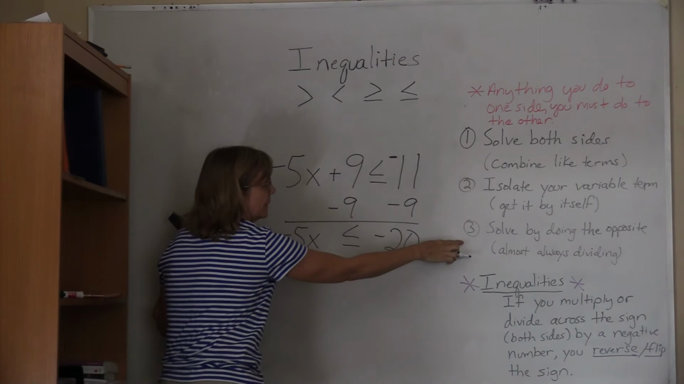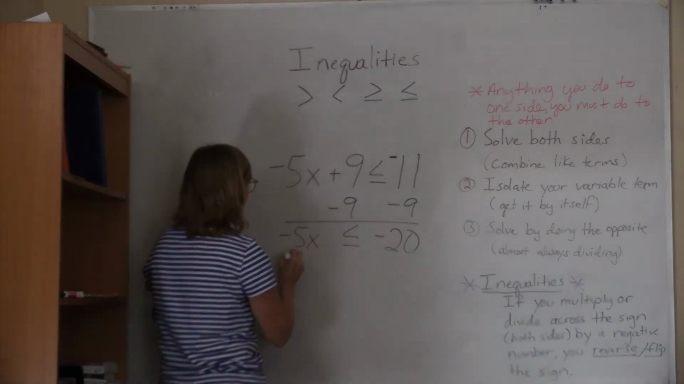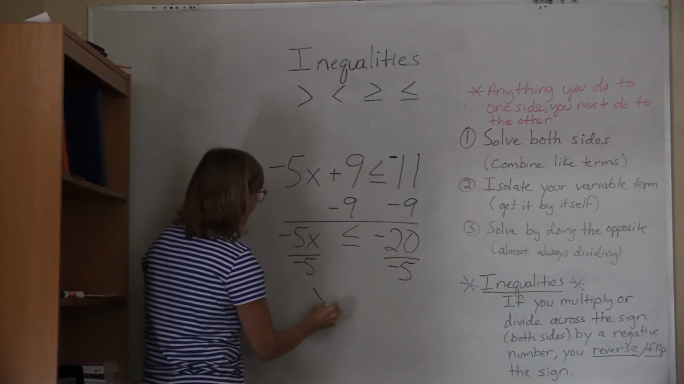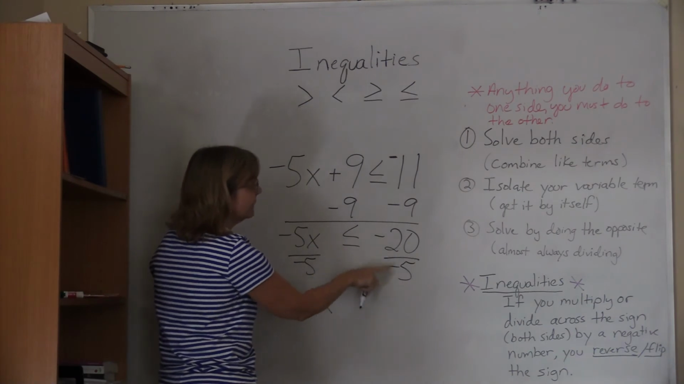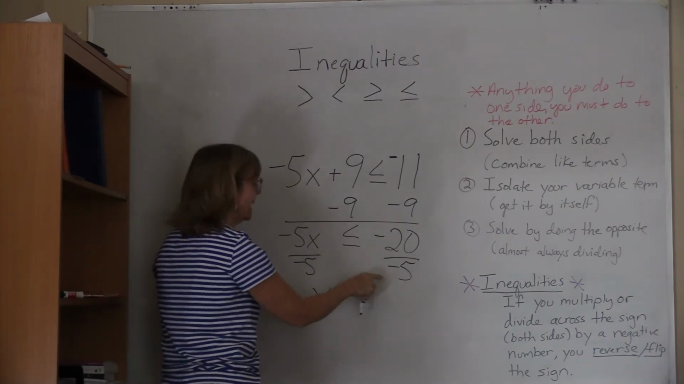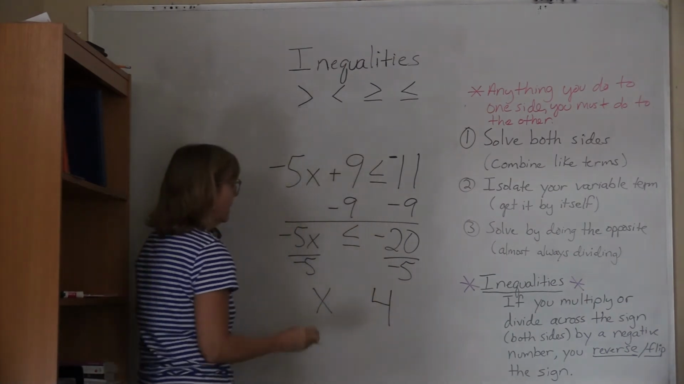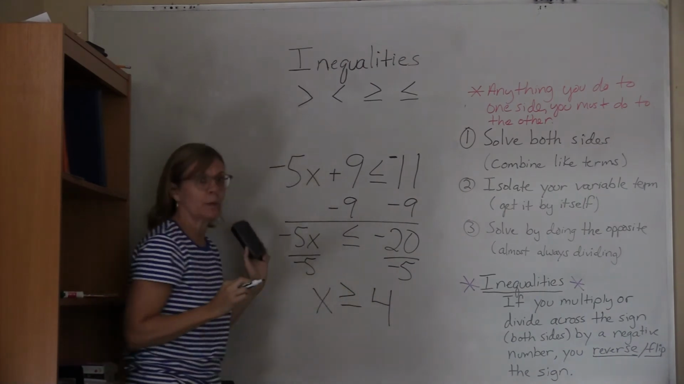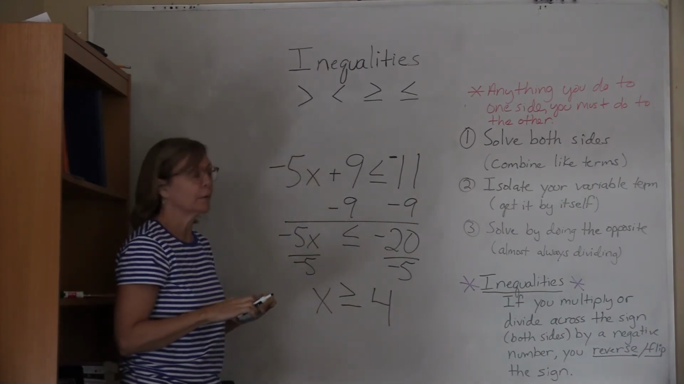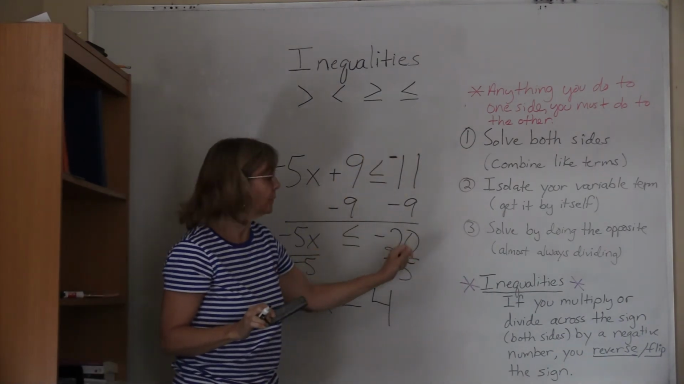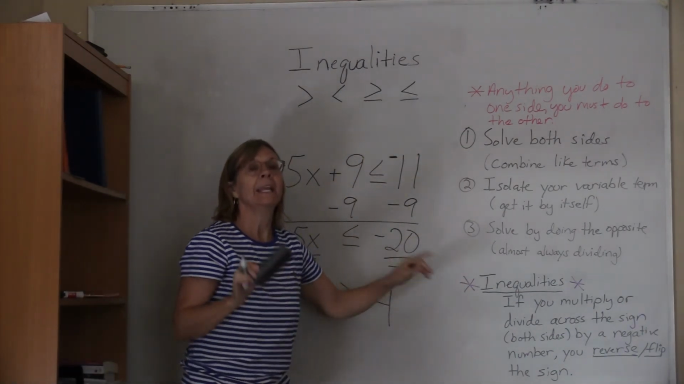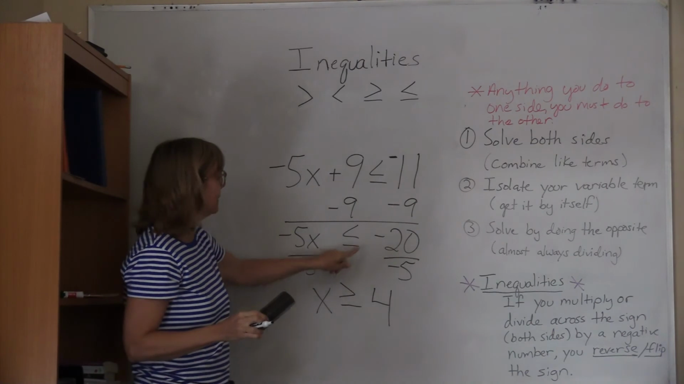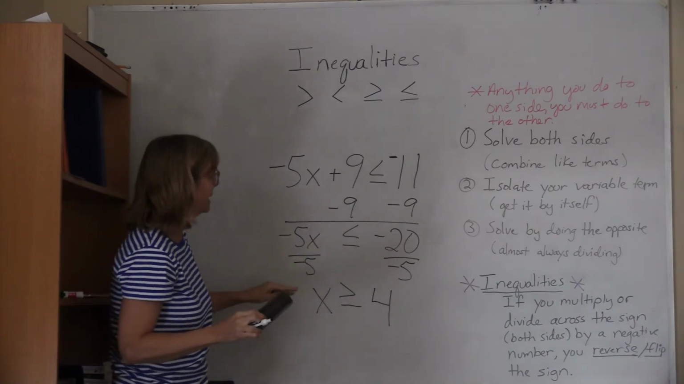Last step, solve by doing the opposite and divide by negative 5. Negative 5 divided by negative 5, my x. Negative 20 divided by negative 5. A negative divided by negative is a positive. But I divided both sides by a negative, so I reverse the sign. Okay? So I'm going to follow all my algebra rules, and I'm going to flip the sign if I divide both sides by a negative. Everything else stays the same. A negative divided by a negative is a positive. All those kinds of things remain the same.